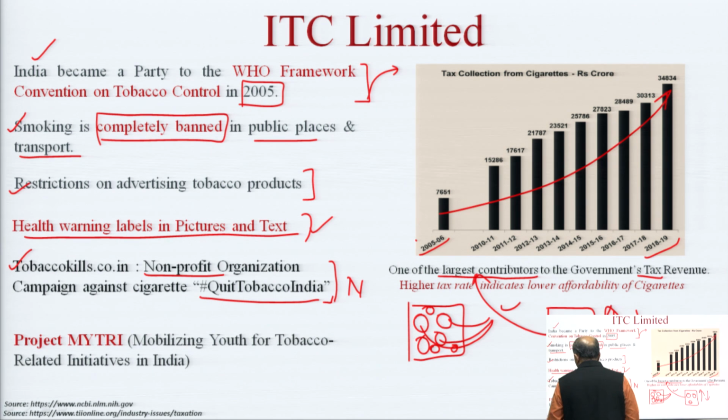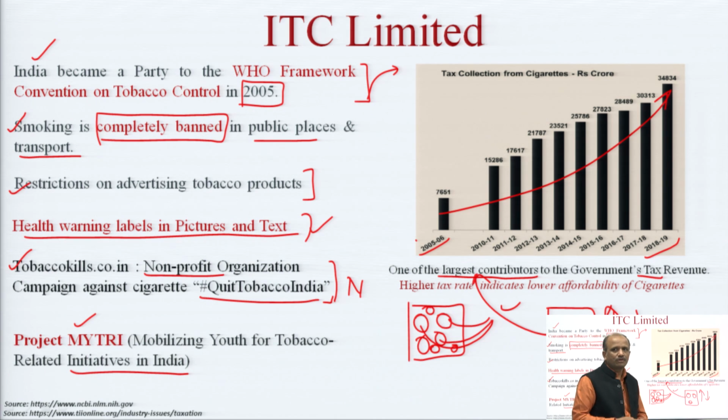Other than this, there is a government-funded project called Project Maitri. Here Maitri stands for Mobilizing Youth for Tobacco Related Initiatives in India, and the very purpose of this Maitri concept is to make youth aware of the ill effects of tobacco and cigarettes.